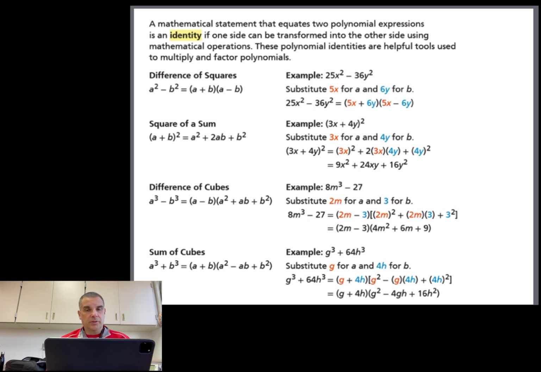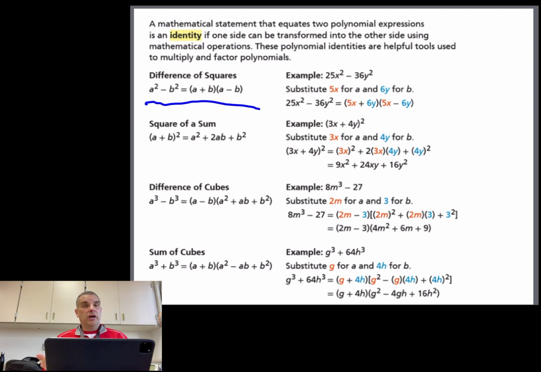So for example, if you have 25x squared, your A value is going to be the square root of 25x squared, which is just 5x. Your B value is going to be the square root of 36y squared, which is just 6y. So then the result of that difference of squares is the factored A plus B times A minus B. And really, all of these become about being able to find that A and B value first. And we'll show you how we do that in a minute. So that's the difference of squares, when they're subtracted from each other.